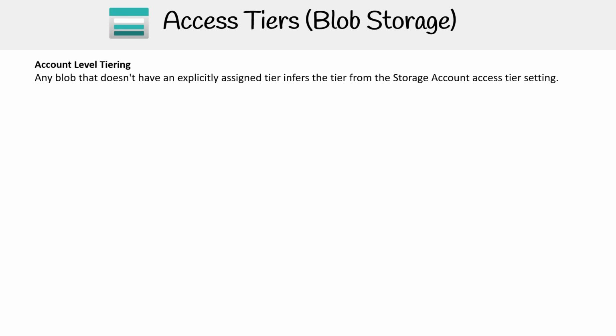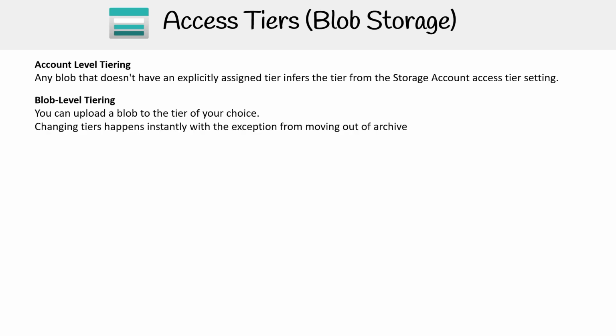Before we move on, let's touch upon some essential technical aspects. Account level tiering: any blob that doesn't have an explicitly assigned tier infers the tier from the storage account access tier setting. Blob level tiering: you can upload a blob to the tier of your choice.